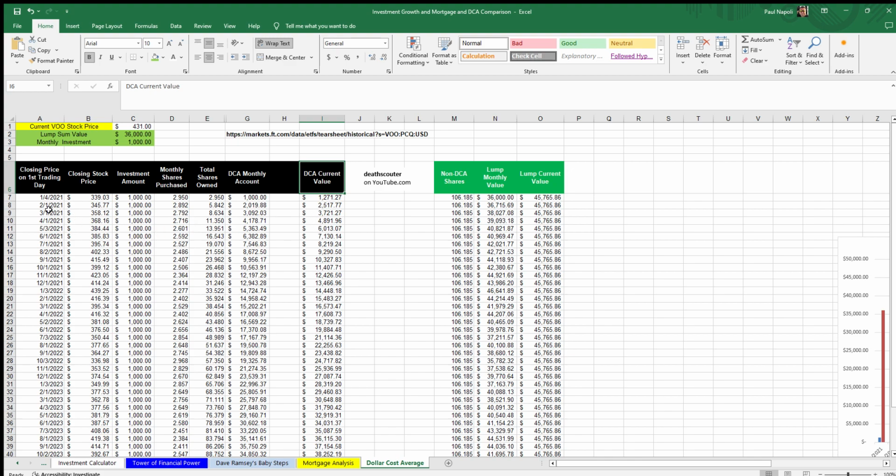Let's go ahead and I'll show you the second month just because I want to show you how dollar cost averaging is working. February 1st, 2021, the stock price changed upwards to $345.77 a share. My standard $1,000 monthly contribution did indeed buy me fewer shares this month than the month before. So I was at 2.95, now I'm at 2.892.